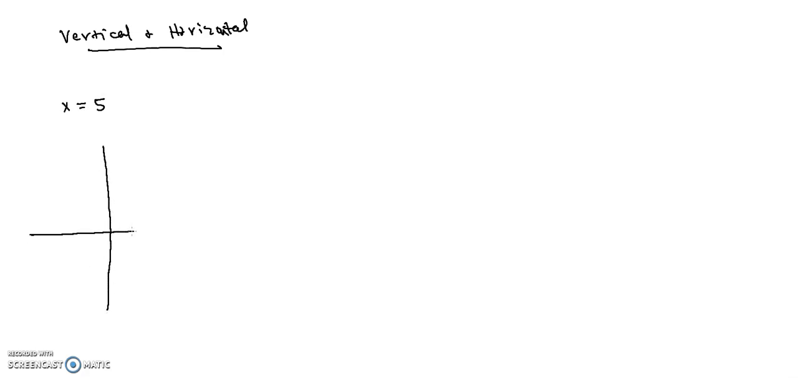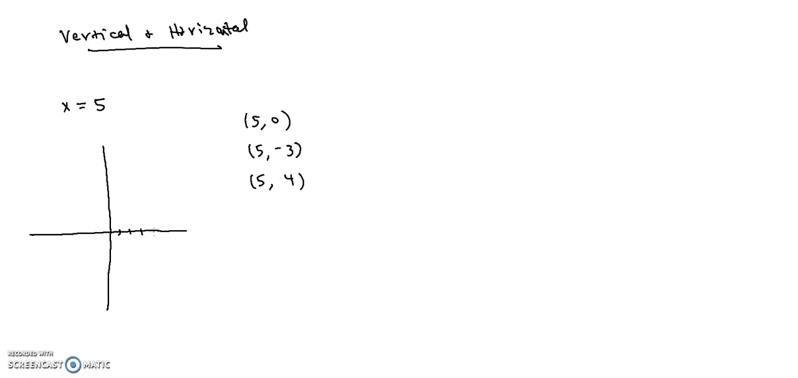Okay, so what that means is that x is always 5, and y can be anything, because y is not even part of the equation. So y can be anything, x is always 5. So you get points like (5, 0), (5, -3), (5, 4). Okay, x is always 5, y can be anything.